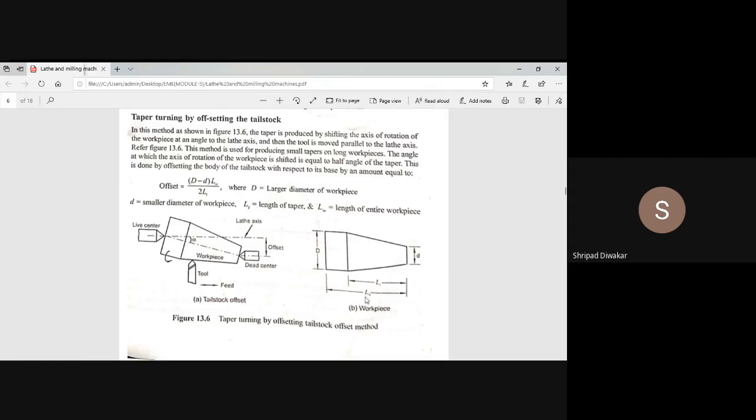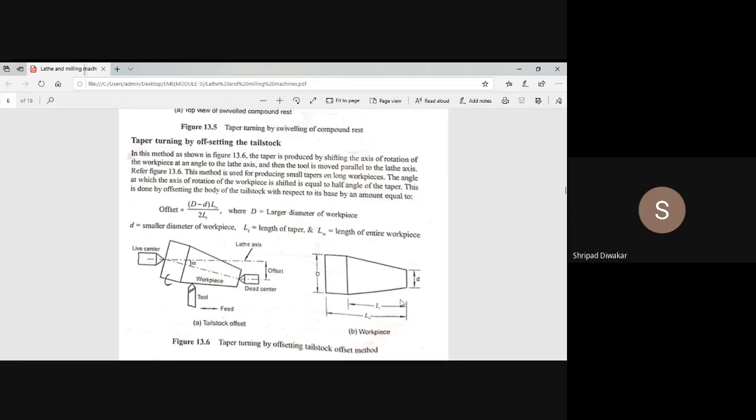Okay, but the entire length of the workpiece we are not going to consider in swiveling the compound rest. But here, LW, the total length of the workpiece, we are going to consider in this method, and LT is the length of the taper. So in order to calculate the offset, we need four parameters: capital D, the bigger diameter of the workpiece; small d, the smaller diameter of the workpiece; LW, the entire length of the workpiece; and LT, the length of the taper.